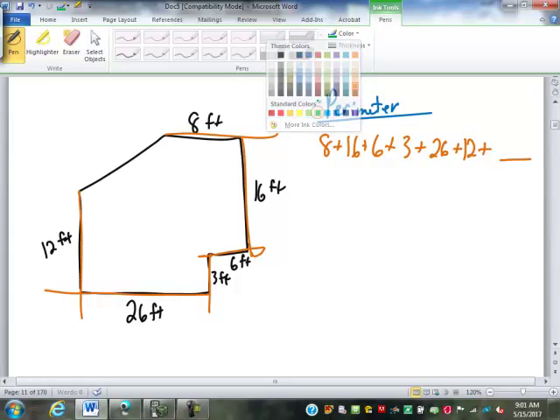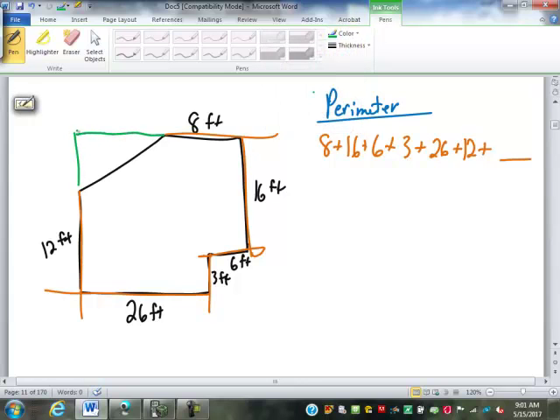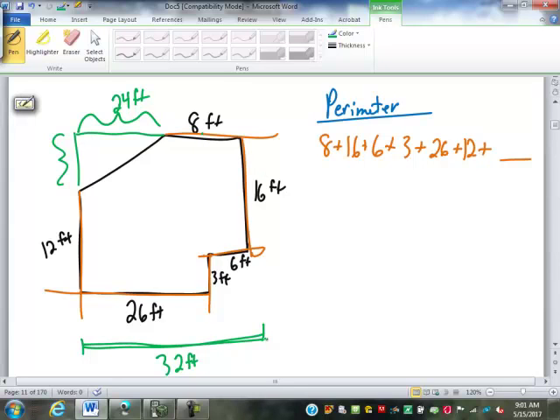To figure out that piece, it would help if we knew that this piece and this piece, so that's 26 plus 6, goes all the way across here. That's 32. So that makes this piece up here has to be what? 24. Good. Because 8 away from the 32 makes 24. If it's 32 feet across the bottom here, it has to be 32 feet across the top. So 26 plus 6 is 32. 24 plus 8 is 32. So that makes that piece 24.